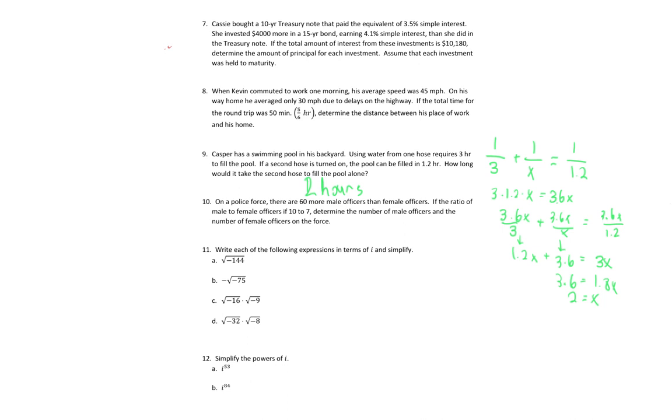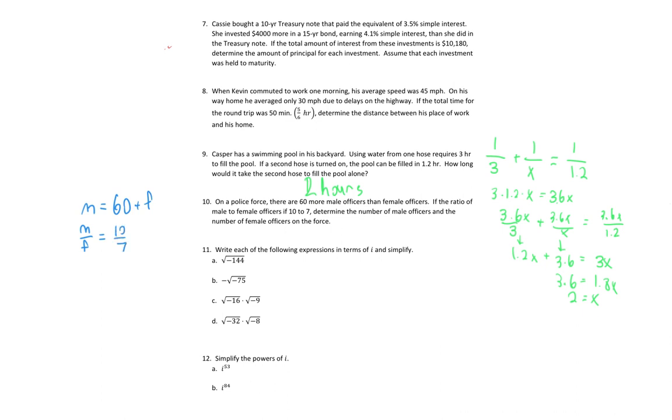Okay, for number 10, it says on a police force there are 60 more male than female officers. If the ratio of male to female officers is 10 to 7, determine the number of male officers and the number of female officers on the force. So I'll set this up: the number of male officers is 60 more than the female officers, and the ratio of males to females is 10 to 7.